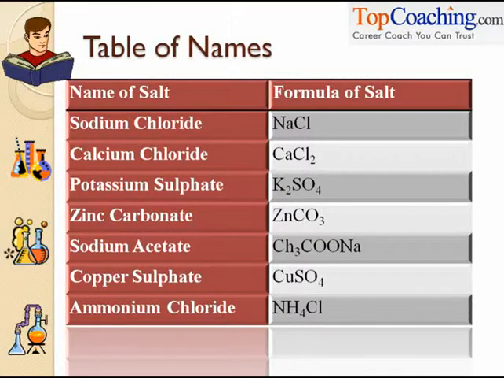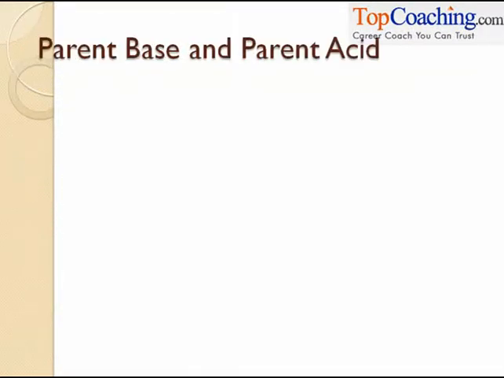Now that we've studied how to name a salt, let's move on to the next concept. The next concept is about determining the parent base and the parent acid of a salt if a salt is given to you. Just a while ago we discussed that a parent acid and a parent base are the acid and base which react to form a salt. So if you are given a salt, say magnesium sulphate, how can you determine what the parent base of the salt is and what the parent acid of the salt is? That's what we're going to study right now.